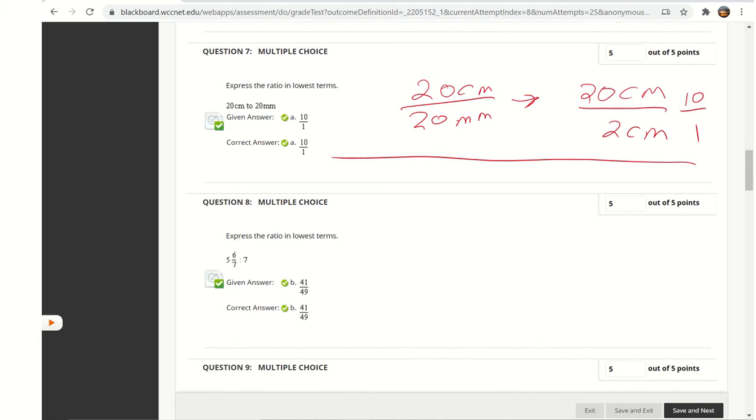Express ratio in lowest terms, 5 6/7 to 7. If we convert both of these to fractions with 7 as the denominator, that would be 5 times 7 is 35, plus 6 is 41 sevenths. 7 would be 49 sevenths. We cross out that, we end up with 41 over 49.